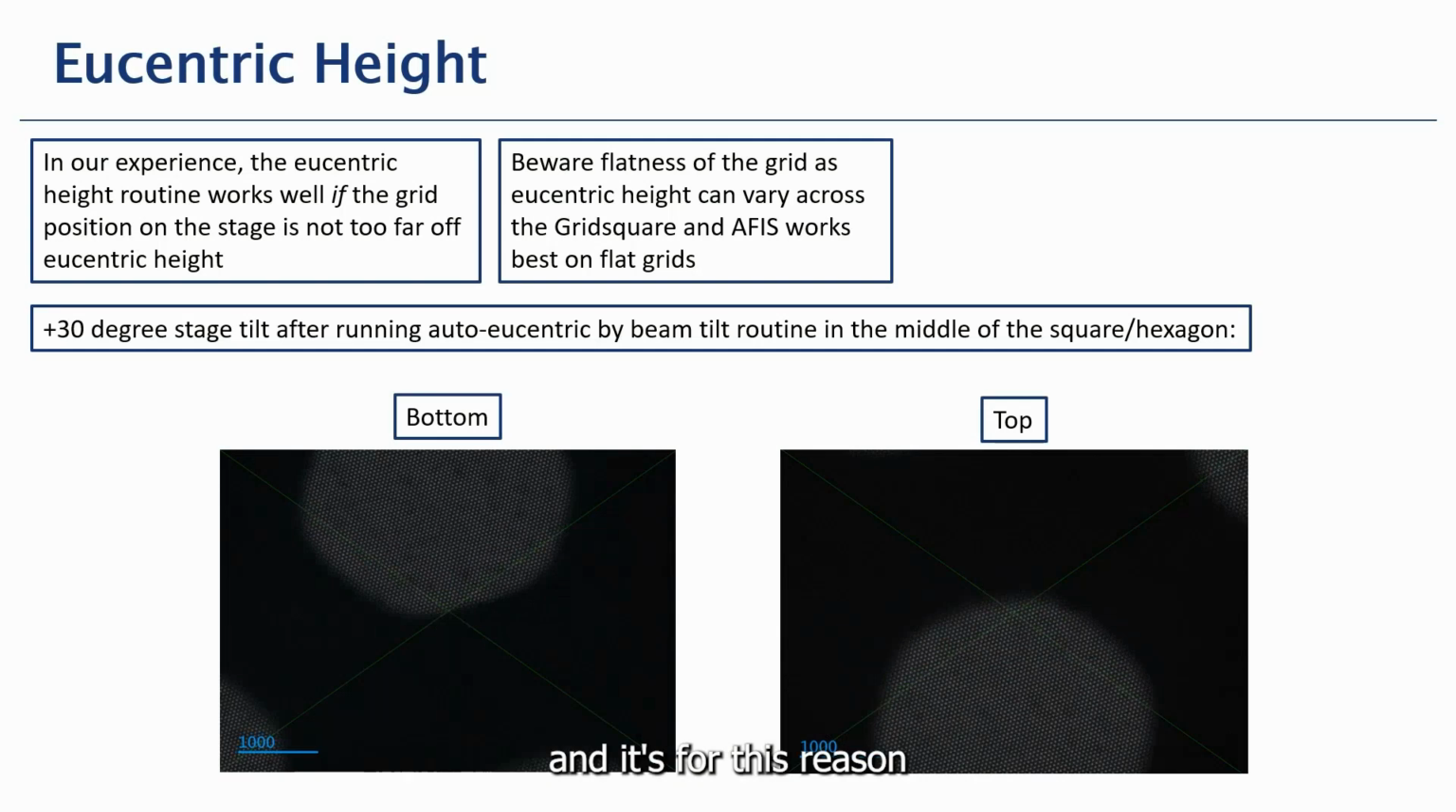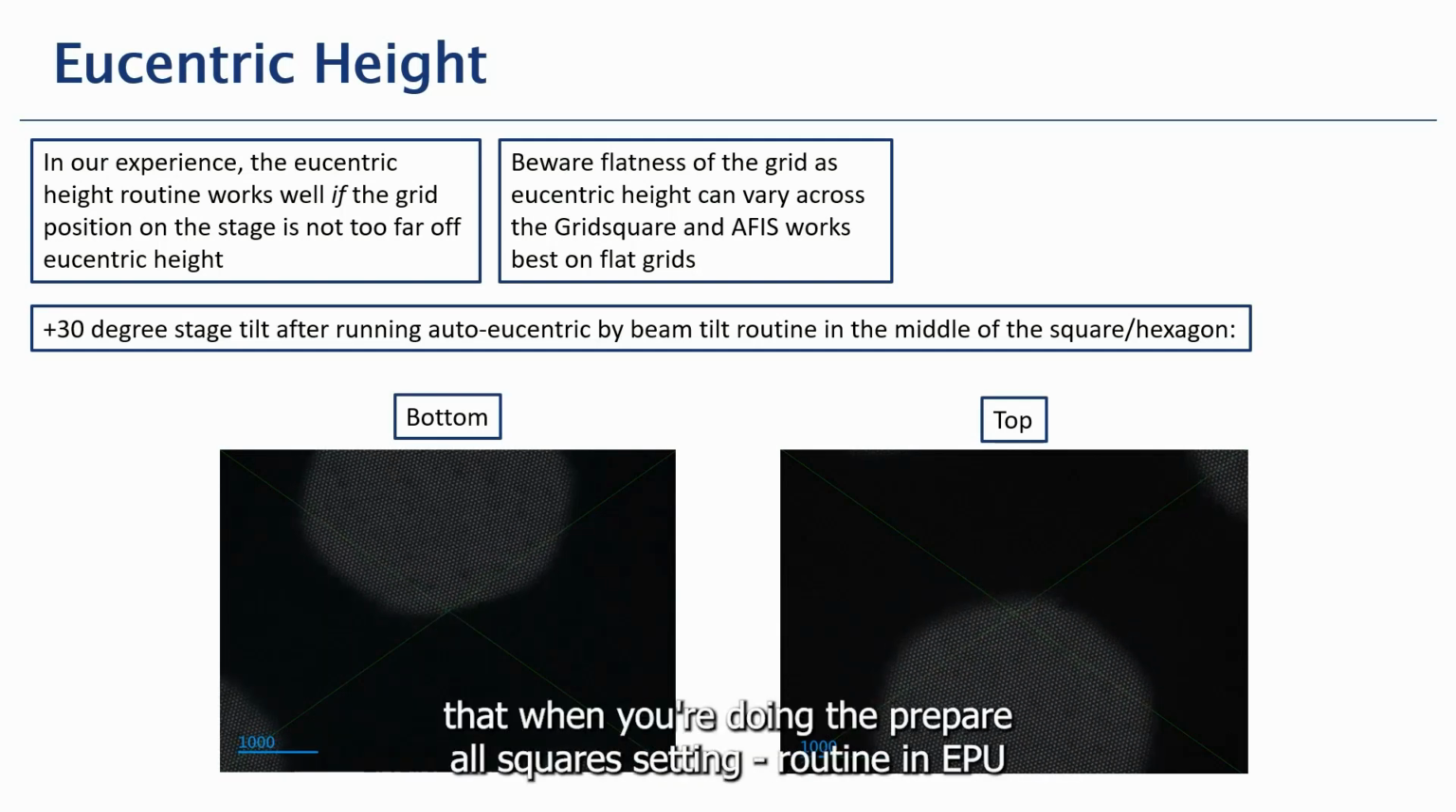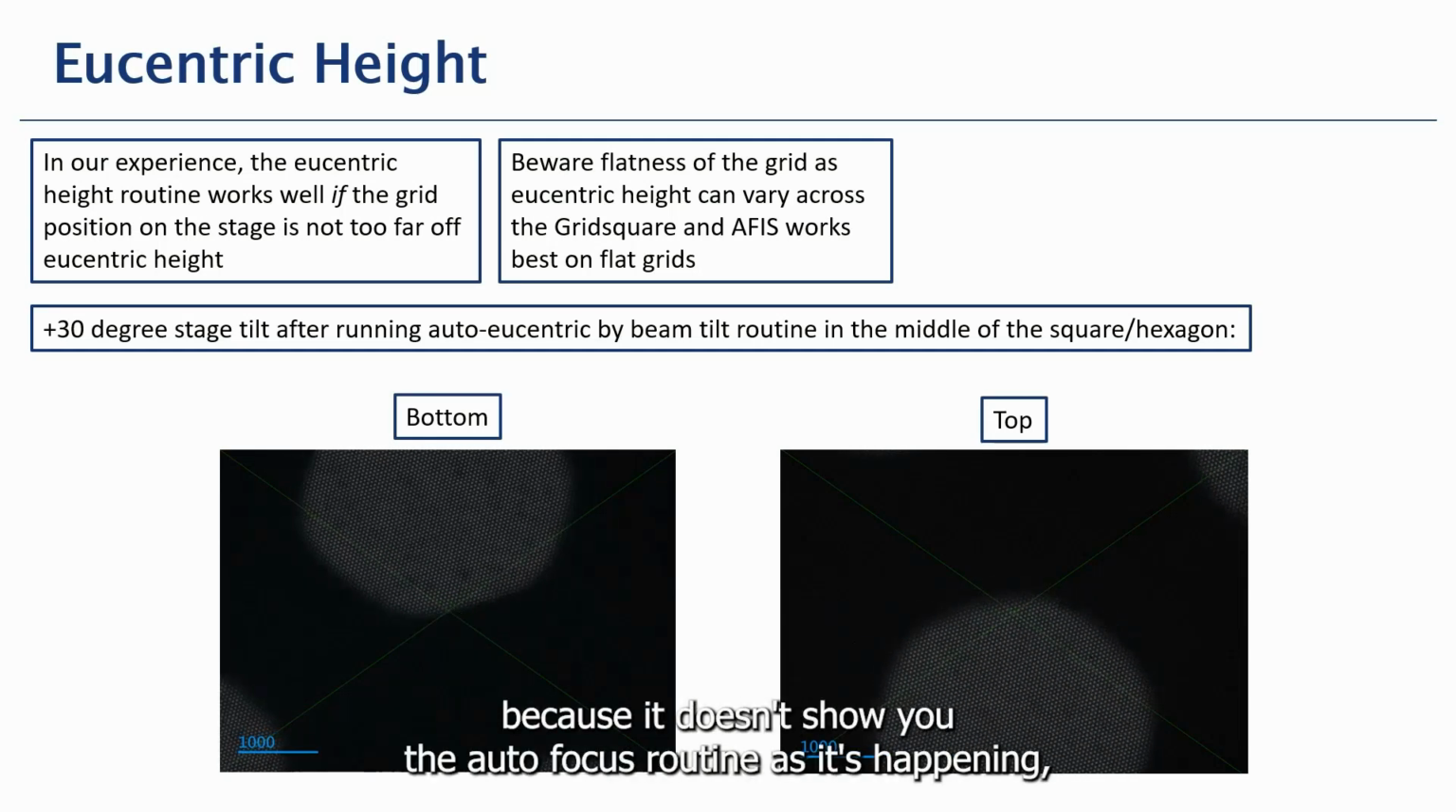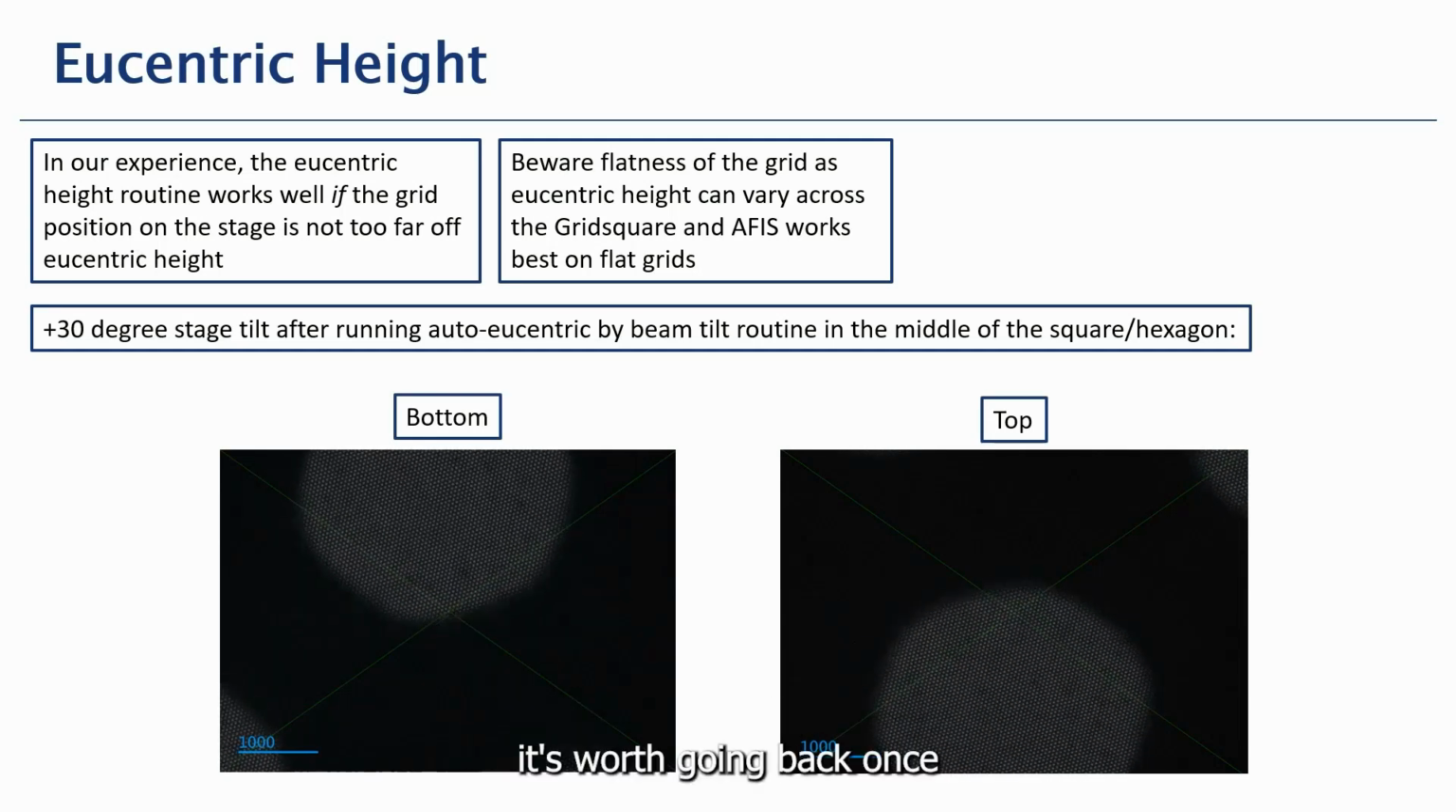And it's for this reason that when you're doing the prepare all squares routine in EPU, because it doesn't show you the autofocus routine as it's happening, it's worth going back once that's finished and just checking the eccentric height of a few squares manually to check that they are as they should be.